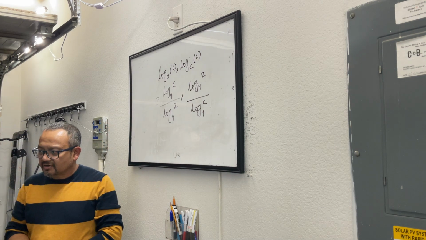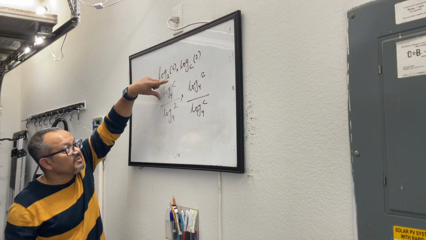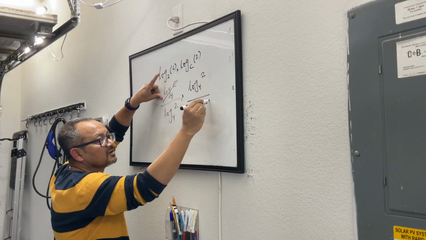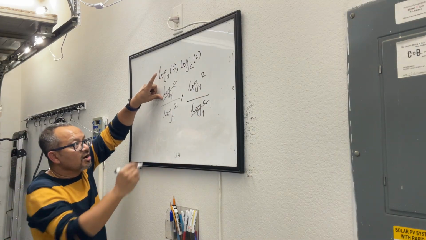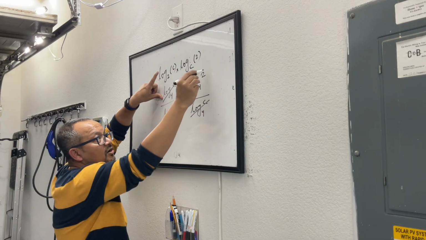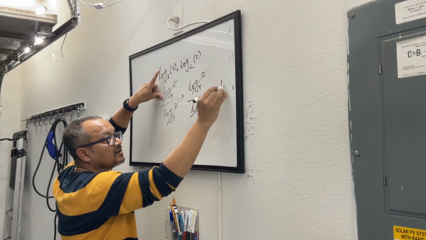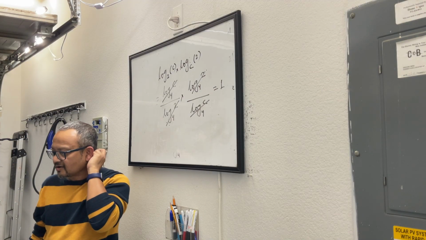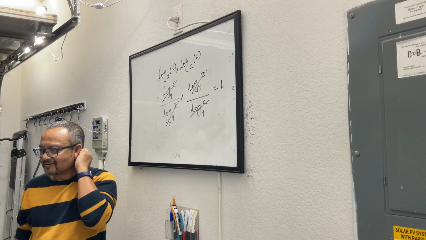What happened? Log of c base 4 and log of c base 4, same thing. Log of 2 base 4, log of 2 base 4, same thing. What did we get? 1. Yeah? Not convinced.